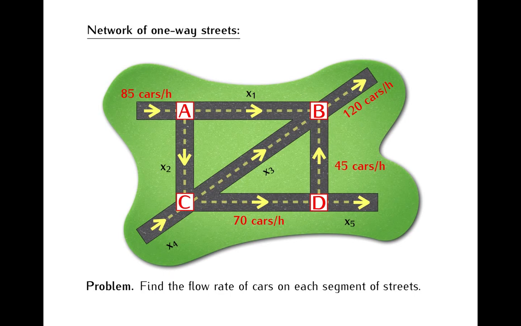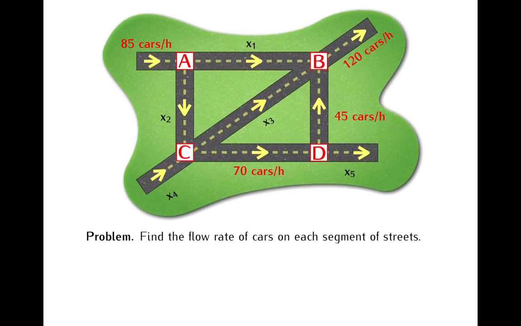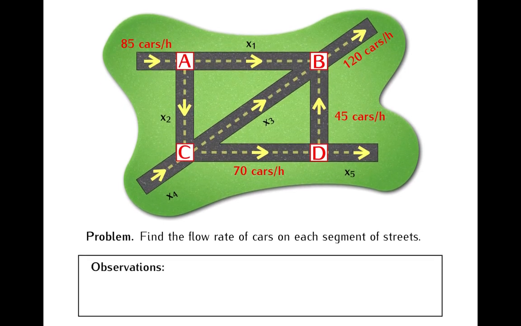Now, our computations will be based on a couple of basic observations concerning traffic flow. The first observation is that the flow of traffic into any intersection is the same as the flow out of that intersection. This is, of course, what usually happens. If, say, 100 cars enter some intersection during 1 hour, then the same number of cars will exit that intersection during that hour.